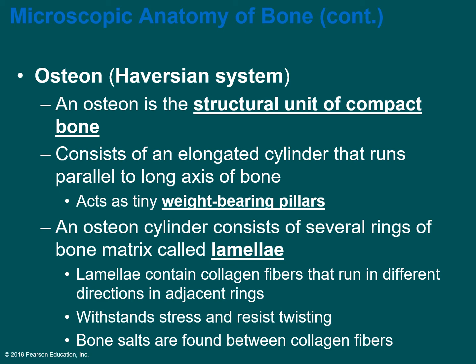These have collagen fibers. In adjacent rings, the collagen fibers are going to be going in different directions, because this adds additional strength. It helps to prevent twisting. And then you've got bone salts that are going to be found between the collagen fibers. The collagen fibers do provide, as I said, some flexibility. The bone salts are going to provide a lot of hardness and strength.